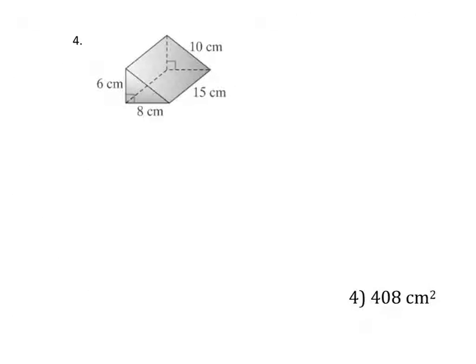Okay, so like the last one, this one starts out with 2 triangles on the ends. One here and one here. And each of those triangles is a 6 by 8.